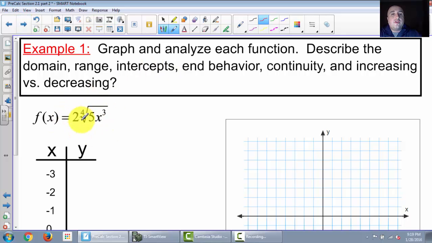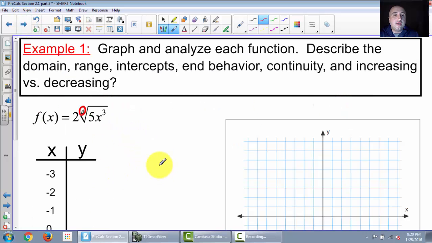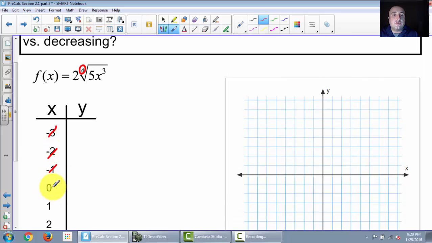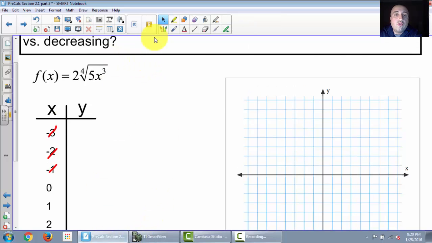So here's a radical function: 2 times the fourth root of 5x to the third. Now we're going to use our table here. Let's think about this. That 4 is even, so we do not have any x values that are negative. It's not possible. So I'm going to get rid of our negative values. We're not going to use those. Now we're not going to do this work ourselves. We're going to let the calculator do some of the work for us.